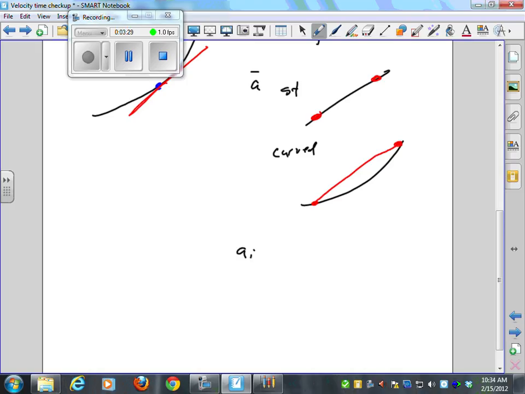And if you're asked to find instantaneous acceleration and it's a straight line graph, find the slope between 2 points. And if it's a curved line graph, then it's that whole tangent idea, right? Same ideas. All coming back to you?